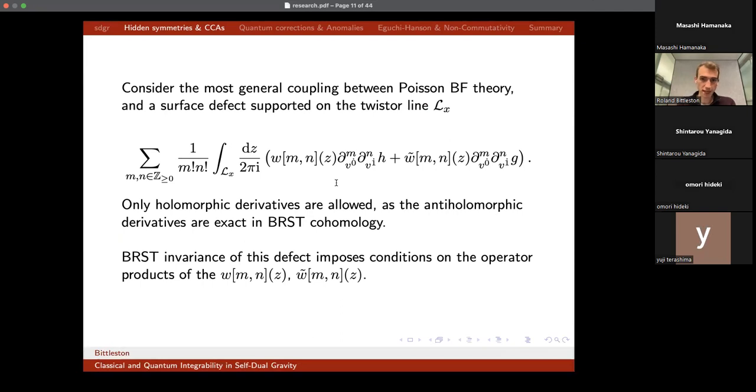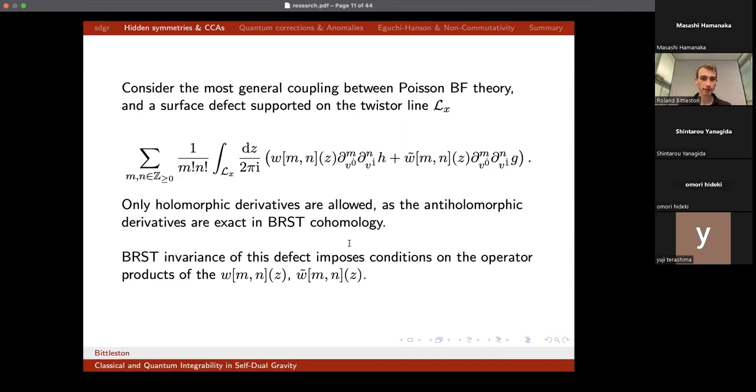Here, we're going to do a very similar thing, except now this is a theory living on a two-dimensional space, so these objects depend on a holomorphic coordinate Z. We can couple not just to the field H, but also its holomorphic derivatives, and that's because we couldn't couple to anti-holomorphic derivatives, as those are exact in BRST cohomology. For example, in a topological theory, we wouldn't be able to couple to derivatives in any direction because they'd all be exact. But here, these holomorphic directions are non-exact, and so it's natural to include them as possible couplings. We also have this Lagrange multiplier field, and it's important to include the possibility that our defect also couples to that. So that's what these W tildes are.